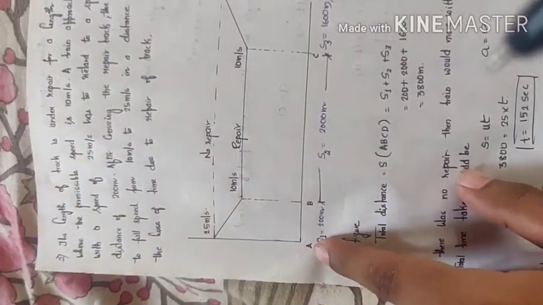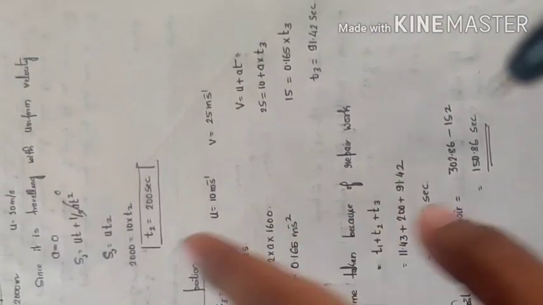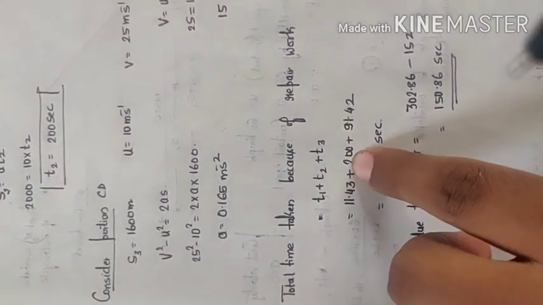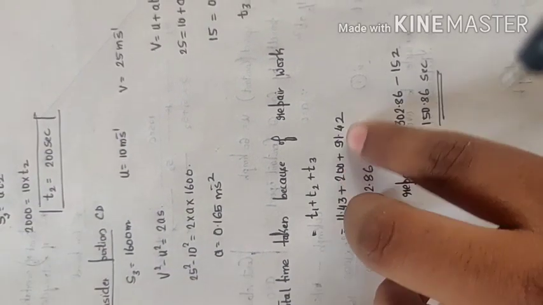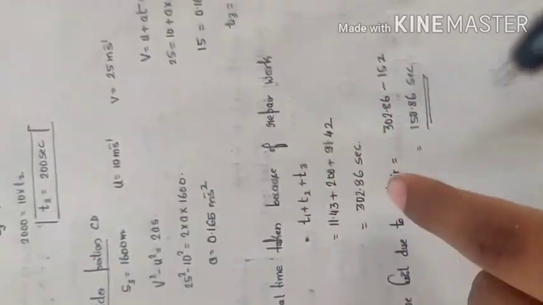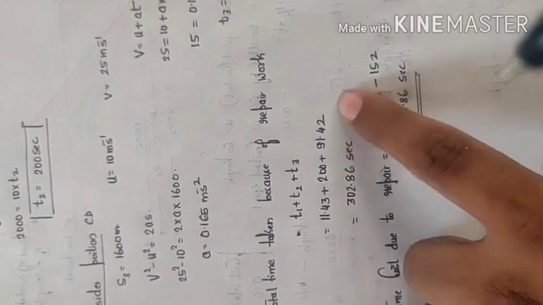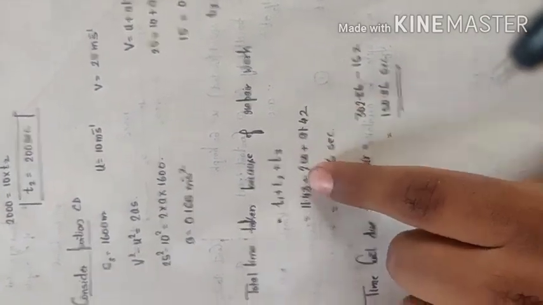Now, because of that repair work, what is the total time taken by the train from A to D? We add all the times that we have calculated. t1 is 11.43, t2 is 200 seconds, t3 is 91.42. So we get 302.86 seconds. Because of repair work, this is the total time taken by the train.